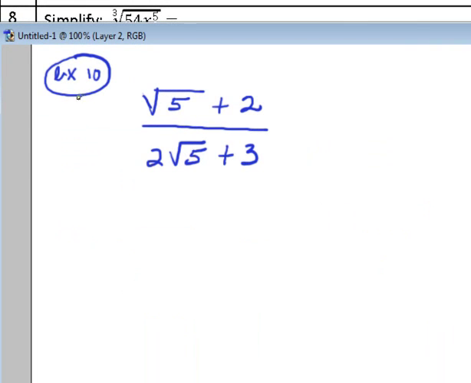Finally, in example 10, this is our last example, our last quiz example. We're going to multiply top and bottom by the conjugate of the denominator. We want to rationalize this denominator. Those are the instructions, to rationalize the denominator. So we have to multiply by the conjugate, which is 2 root 5 minus 3. So let's do that. 2 root 5 minus 3, top and bottom.